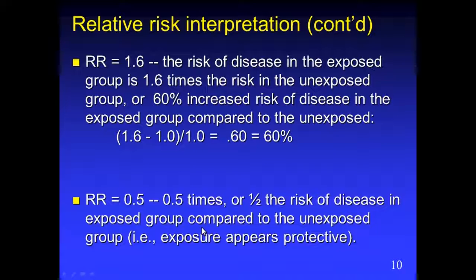And of course, the relative risk is not always greater than 1. It may be less than 1. So if we had, for example, a relative risk of 0.5, we'd say that the exposed group has half the risk of the unexposed group. In other words, the exposure appears to be protective. That might be, for example, if somebody is taking some vitamins, say, and if the vitamins had some protective effect against the risk, then you would end up with a relative risk of less than 1.